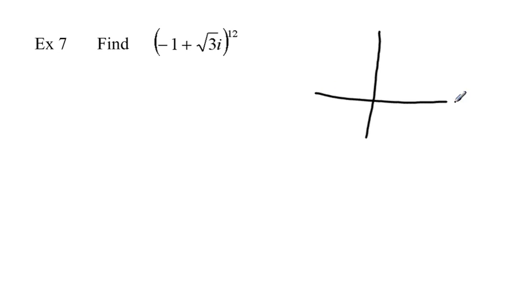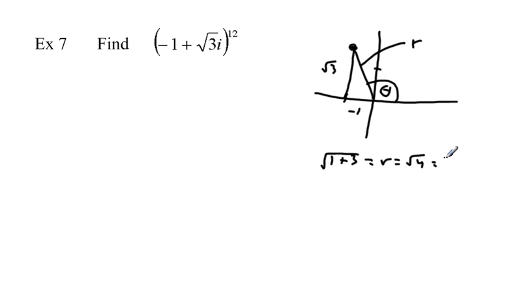Well, to convert this, I'm just going to make a sketch. This means 1 unit left and square root of 3 units up, which is about up here. So here's what this looks like. Here's where this point is. We need to know two things to convert this to trigonometric form. We need to know r, and we need to know theta. So to find r, I'm going to use the Pythagorean Theorem. Negative 1 squared plus square root of 3 squared, and the square root of that. So I get r equals the square root of 4, which is 2. Okay, there's my radius, 2. It's 2 units away from the origin.